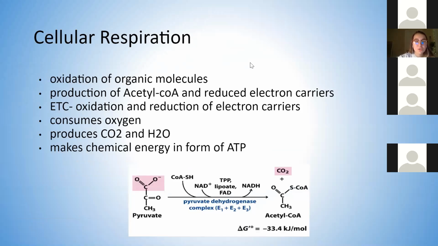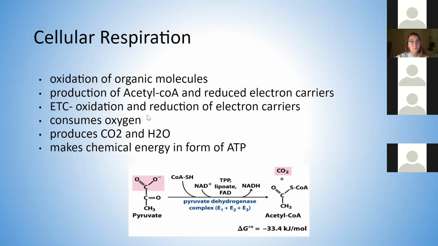Okay, so what exactly is cellular respiration? It is the oxidation of organic molecules. So naturally, because this is an oxidation of something, this is going to be carried out in an environment that contains oxygen. We are going to be producing acetyl-CoA, and in addition to reduced electron carriers. We are then going to pass on this acetyl-CoA and the electron carriers, specifically the electron carriers, to our electron transport chain, which is where we are going to oxidize and reduce those.